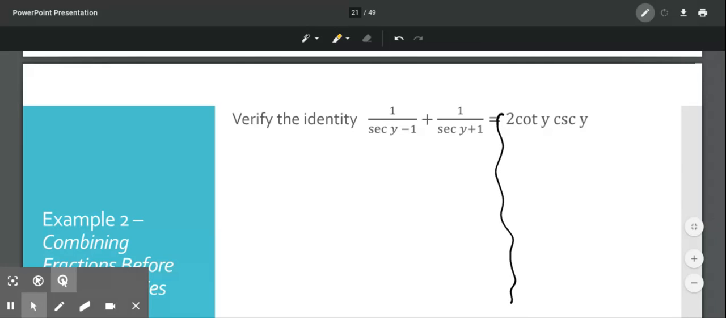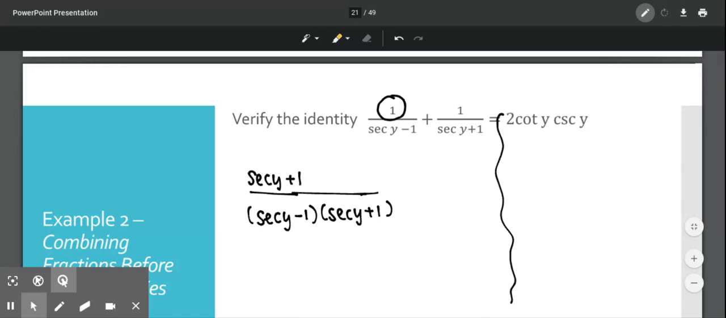And so if I want to add the 1 over secant y minus 1 plus the 1 over secant y plus 1, I need a common denominator. So the denominator will be secant y minus 1 times secant y plus 1. This first fraction right here needs a secant y plus 1. And then this one over here needs the secant y minus 1.